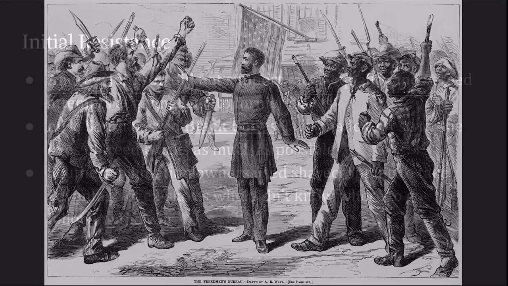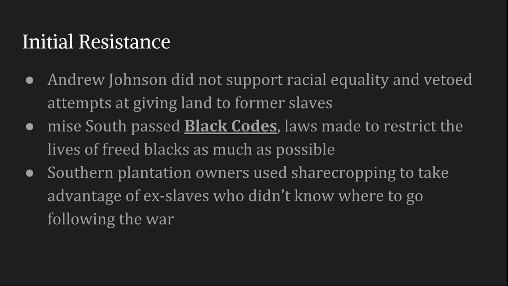Initial resistance. Andrew Johnson did not support racial equality and vetoed attempts at giving land to former slaves. Yeah, that promise that Sherman made, he prevented that. He rescinded that. And then the South passed black codes, which were laws made to restrict the lives of free blacks as much as possible.